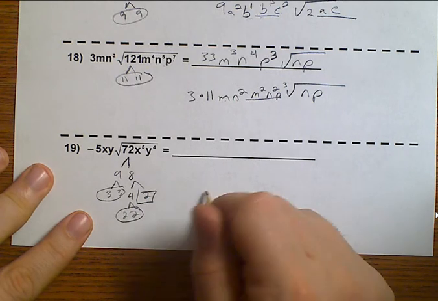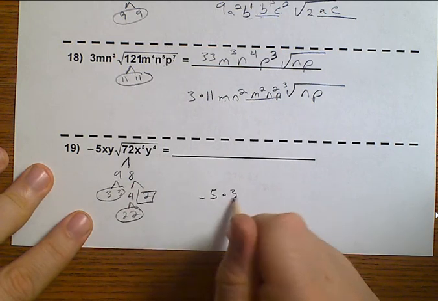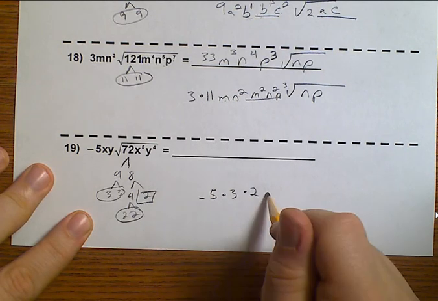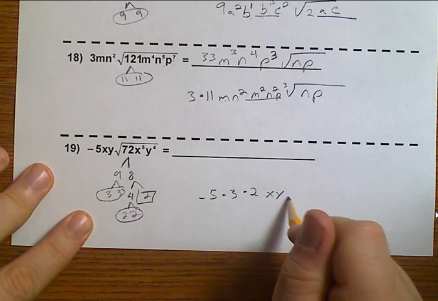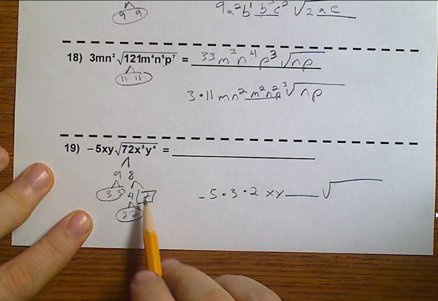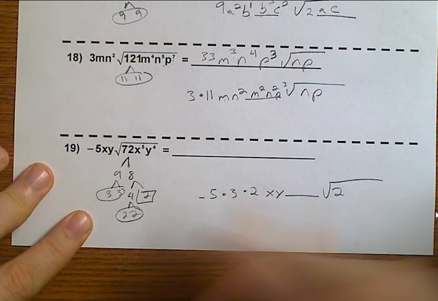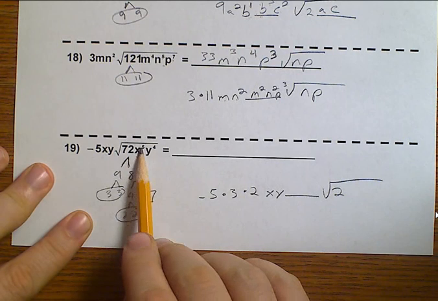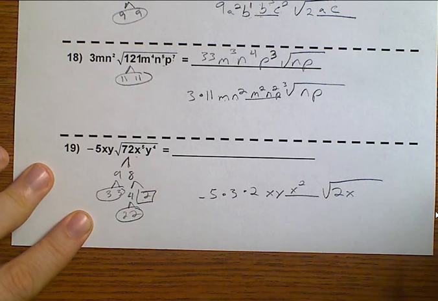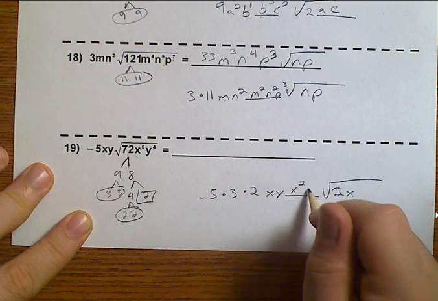So on the outside, we've got negative 5 times 3 times 2. We've got this xy. Leave ourselves a little bit of a gap. On the square root of, well, this 2 is the only number that stayed behind. X to the fifth, 5 divided by 2 is 2, with 1 left over. And y to the fourth, well, 4 divided by 2 is 2, with nothing left over.